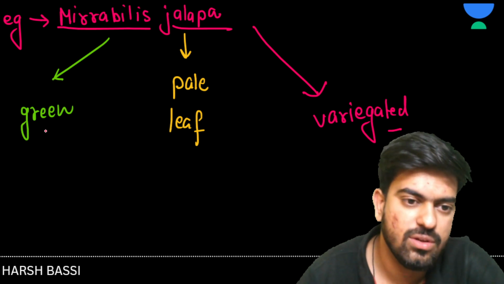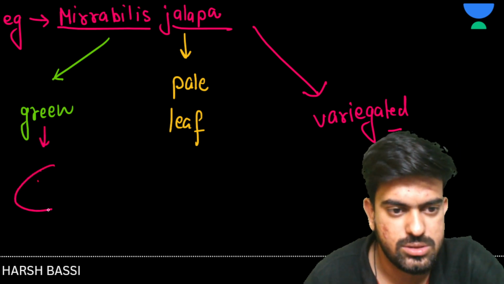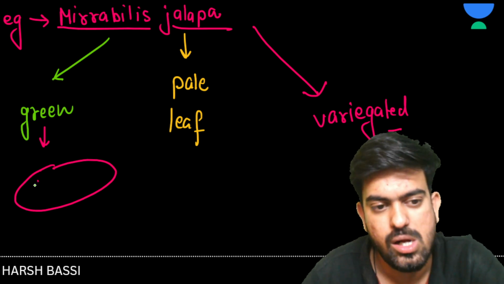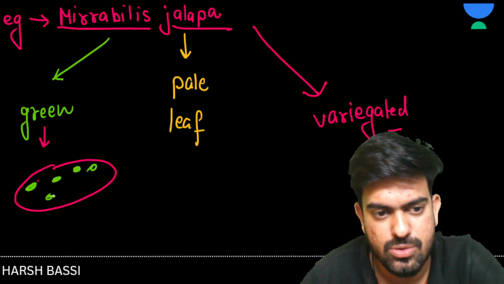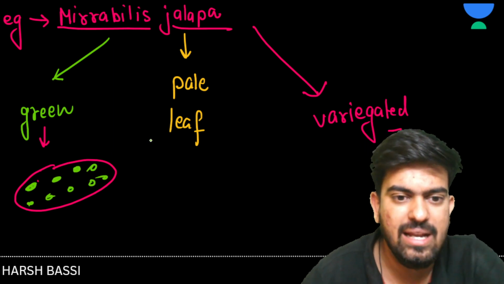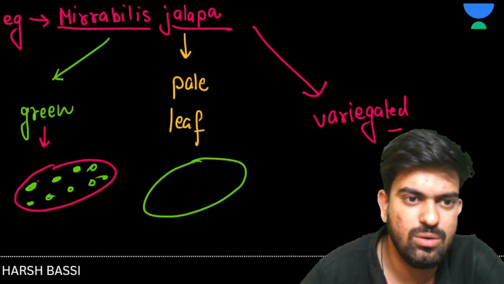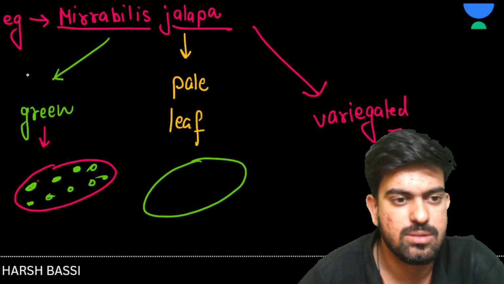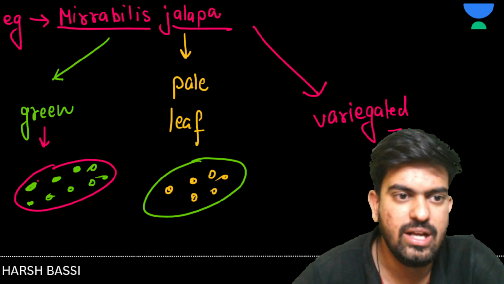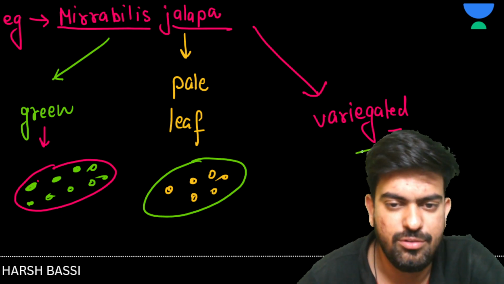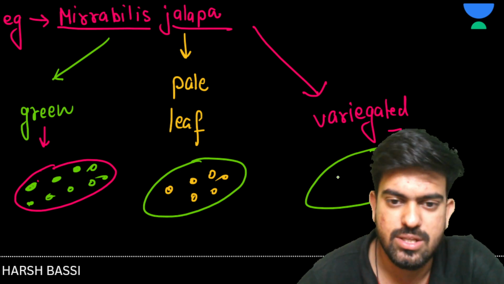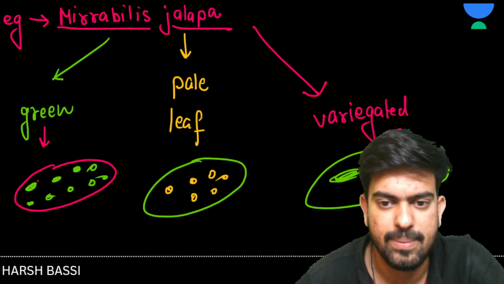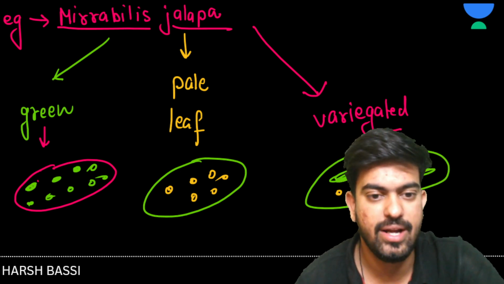See, in green leaves, obviously, the green pigments will be present. In pale leaves, the pigments will be of yellow color. So let me make some yellow color here. In variegated leaves, the pigment will be distributed like this: somewhere green, green, green, somewhere yellow or pale color, pale color, pale color. Okay, clear? Understood? Any doubts?